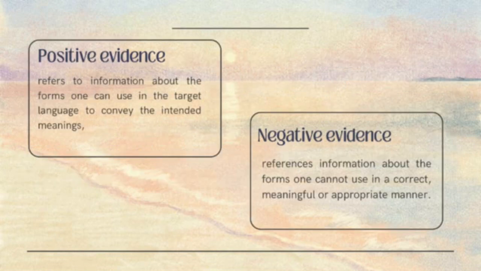We have here the positive evidence and the negative evidence on the grammatical abilities. So positive evidence reflects information about the forms one can use in the target language to convey the intended meanings, while the negative evidence reflects information about the forms one cannot use in a correct, meaningful, or appropriate manner.